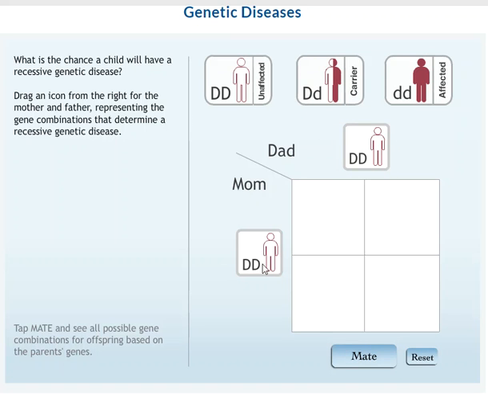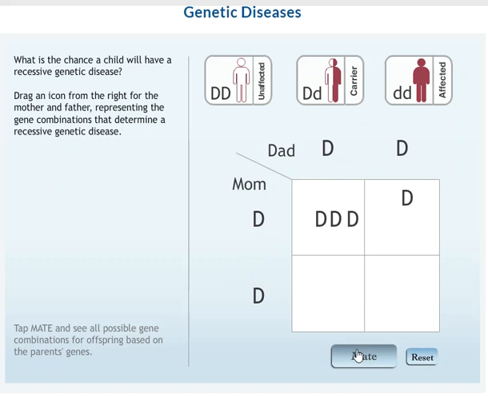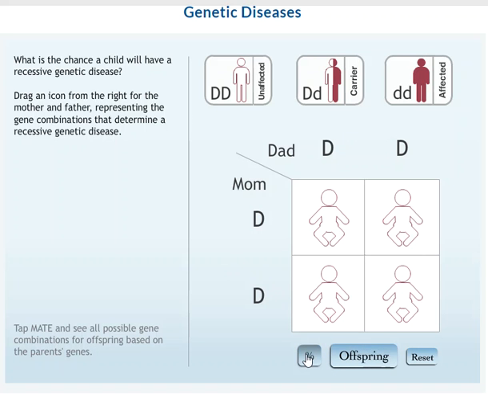These parents are both homozygous dominant, and when we mate them, we find that none of the children end up having cystic fibrosis and none of them are carriers. 0% have cystic fibrosis.